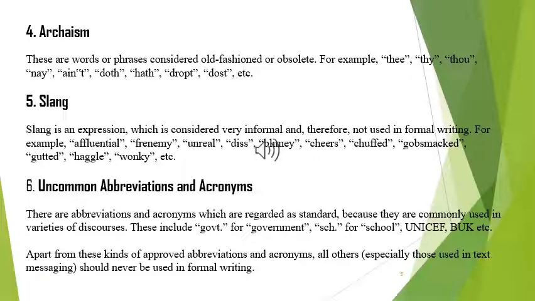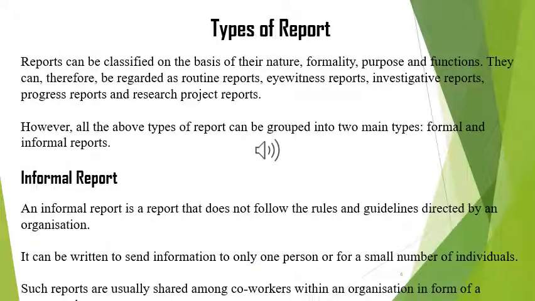And so all the things that you avoid in the formal letter, for instance, should also be avoided in writing a report. So as with letter writing, there are basically two types of report. Of course, before we speak about them, their nature, formality, and purpose define how reports are classified. And you can see that you could have routine reports or eyewitness reports, investigative reports, progress reports, research project reports, and so on. But we'll see how the informal report differs from the informal letter, because there are basically two main types of report, the formal and the informal, and we are going to start with the informal.